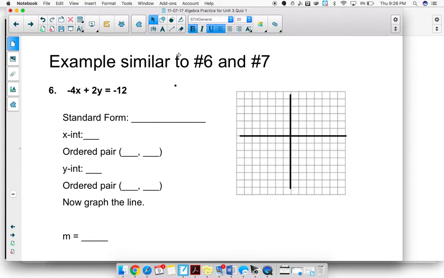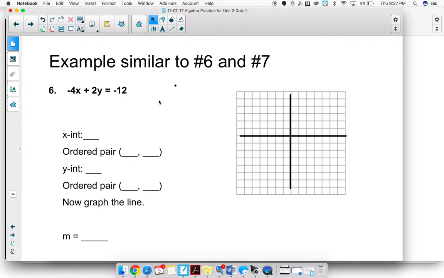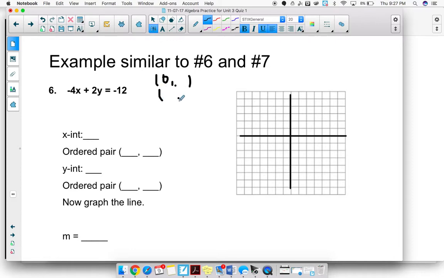Okay, so this problem I need to reword a little bit because it's already in standard form. We know that at some point we're going to have to let x equal 0 and we're going to have to let y equal 0. That's the method we've used to get your intercept. Whenever we're doing an x-intercept, we're going to let y equal 0. And whenever we're doing a y-intercept, we're going to let x equal 0.